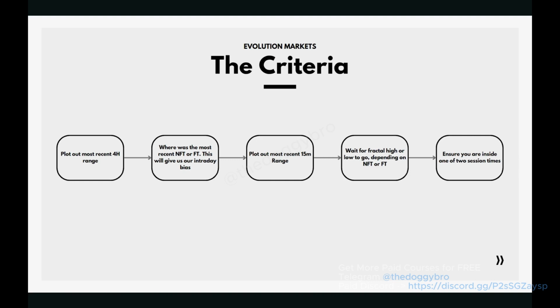Then you've got to plot out the most recent 15-minute range using your range box. And this is a good indication of just basically following order flow for that day or that session. And then we want to wait for a fractal high or low. It can be the outside of that 15-minute range, so the range high or low is what I mean, or it can be an internal fractal as well. As long as you are pro 4-hour structure and 4-hour direction, you can take those internal fractal sweeps.